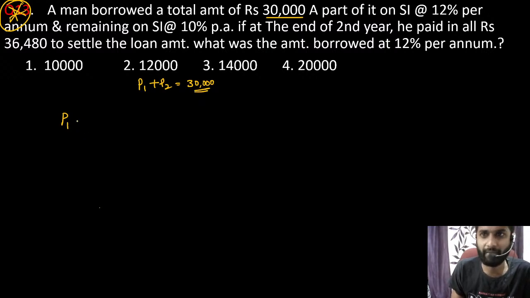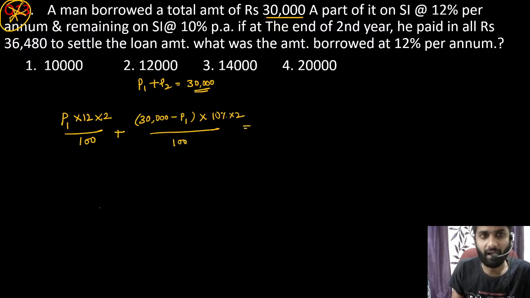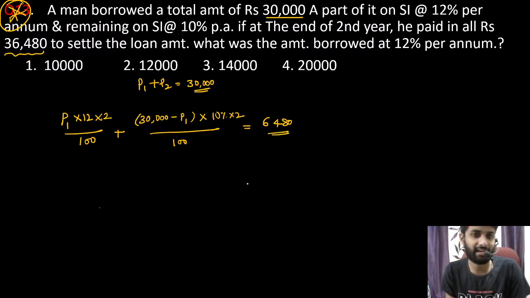If P1 is the amount, the rate of interest is 12% per annum. Clear? And the duration is 2 years, divided by 100. Plus the remaining amount, exactly 30,000 minus P1, at the rate of interest 10%, duration 2 years, divided by 100. Now the person gets 36,480, so the interest earned by the person is 6,480. Based on the calculation you can get P.